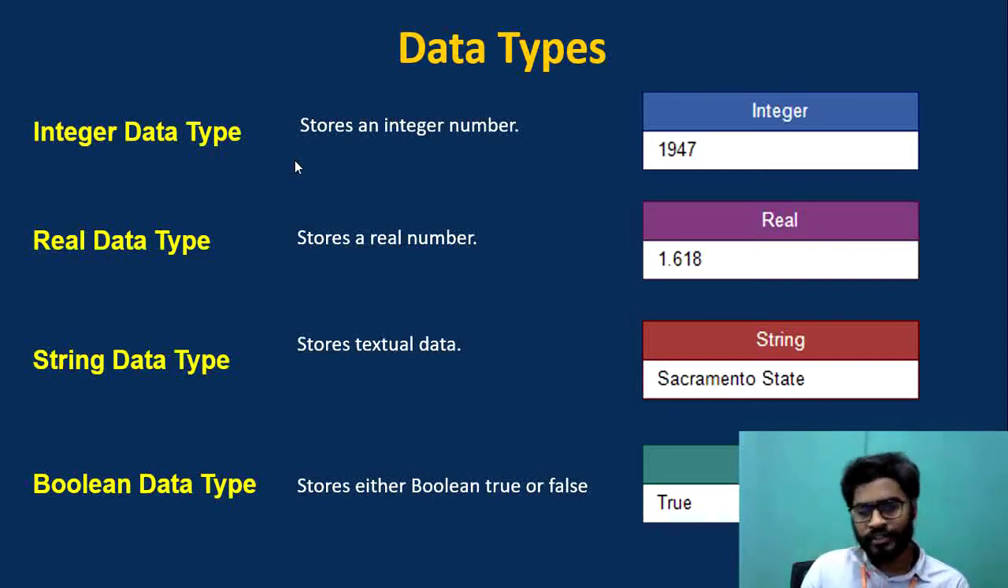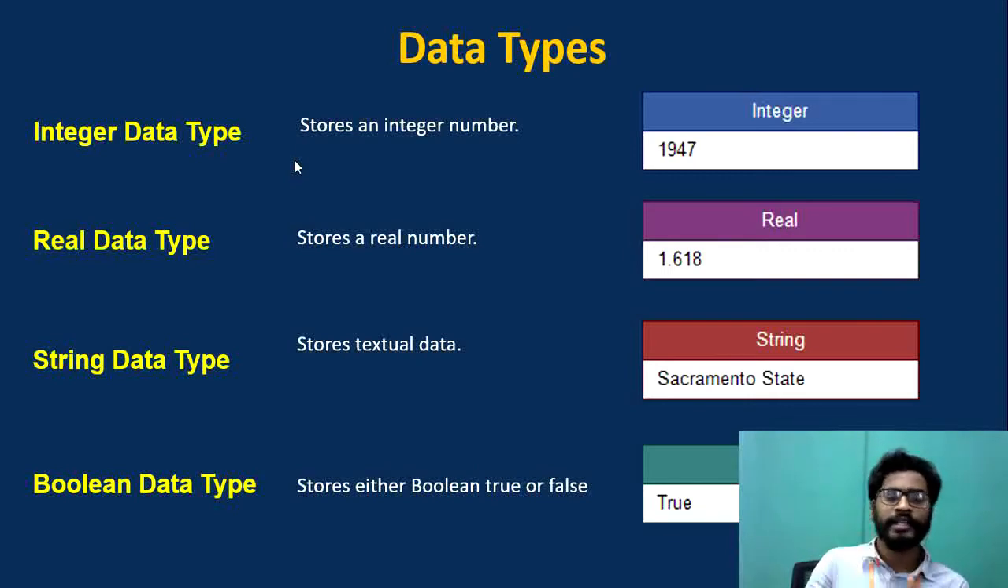If you want to work with actual text data, which contains alphabets, digits, and special characters, then you can choose the string data type. If you have only two options, either true or false, then you can go with the Boolean data type. So based on what type of data you are working with, you have to choose the respective data type.